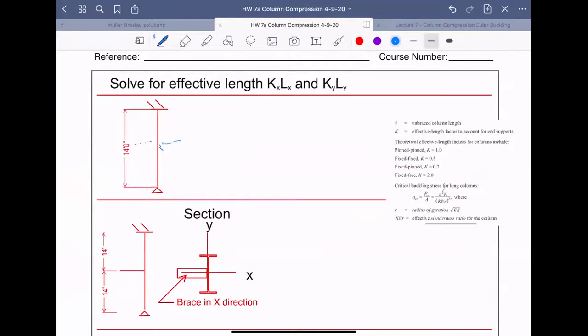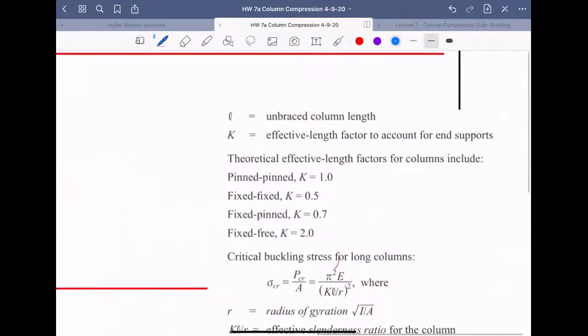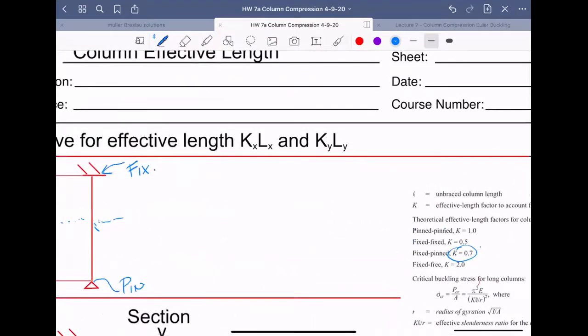So here, for K, we know that its top is fixed and the bottom is pinned. Fixed-pinned, yes. K is 0.7. So I have L is going to be 14 times 12 to get it into inches. Okay, and that essentially would be your answer.